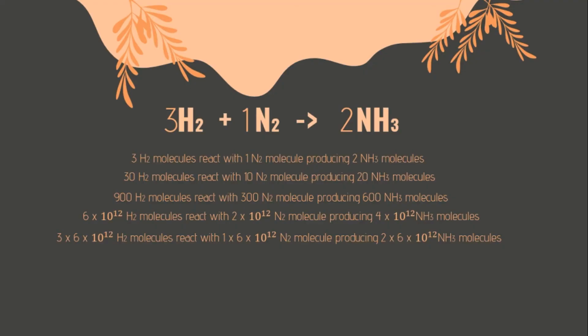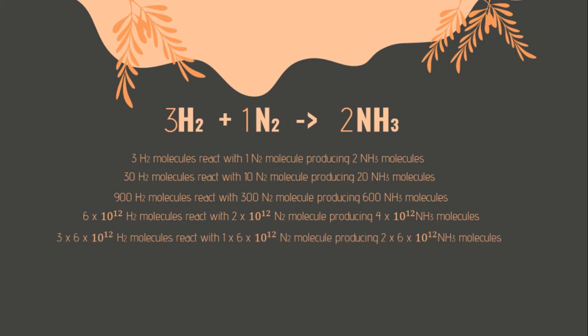Let's back up just a moment. So what's really going on here? 3 hydrogens reacting with 1 nitrogen, giving us 2 ammonias. But that's really just a ratio. So no matter how many you have, it's always going to be with this reaction in a 3 to 1 to 2 ratio. And so the coefficients of any chemical equation give the ratio of reactants to products in the reaction.